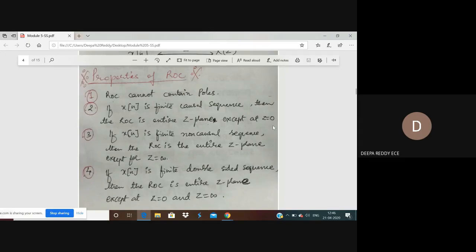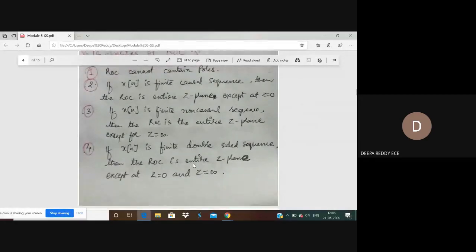Which are the 2 points? One at Z is equal to 0, one at Z is equal to infinity. Because at these 2 points, this Z transform will not converge. So that is the reason we will remove these 2 points and we say that the region of convergence is the entire Z plane except at Z is equal to 0 and Z is equal to infinity. So this is how we talk about the properties of ROC.